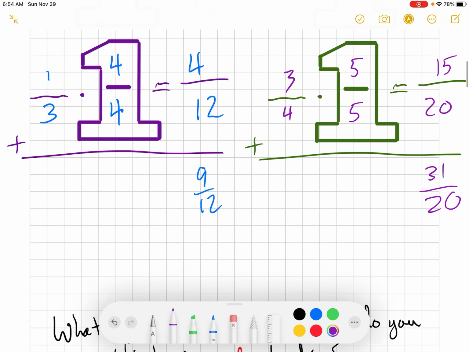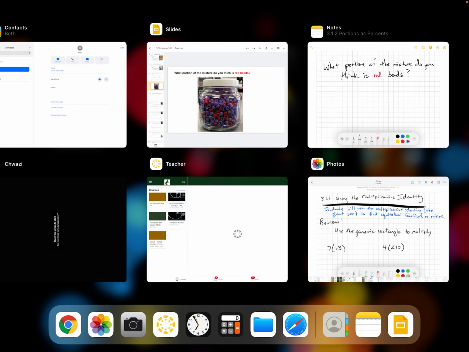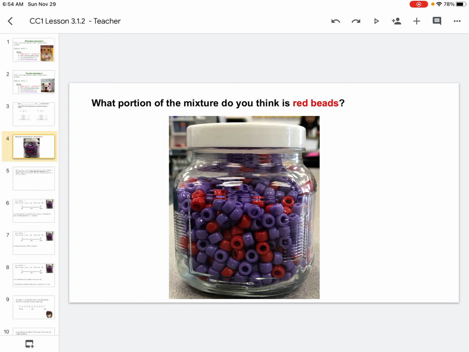All right, let's get moving. What portion of this mixture do you think is red beads? I'll show you a picture. I want you to think, what portion is red beads here, right?